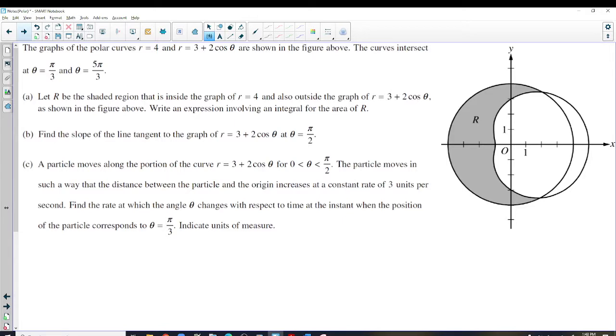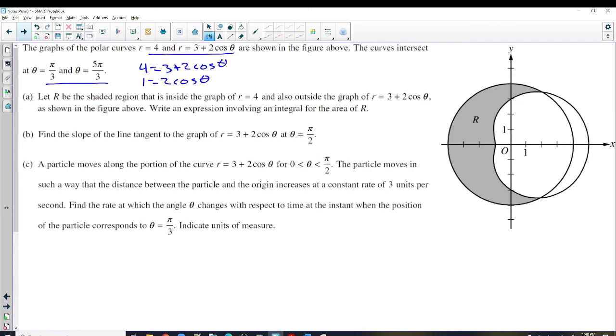All right, let's look at this one. The graphs of the polar curves r equals 4 and r equals 3 plus 2 cosine theta are shown in the figure above. The curves intersect at pi over 3 and 5 pi over 3. Now that's great that they gave that to us, but if they didn't, that wouldn't be hopefully too big of a deal. We're going to set these equal to each other.